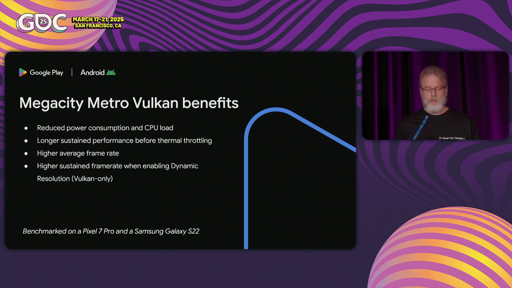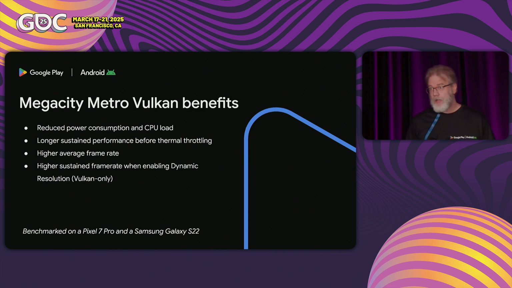Vulkan consumes less CPU time and thus power and is able to run for a longer period of time at a target frame rate before reaching that thermal throttling behavior for heat buildup on the device. For Mega City Metro, Vulkan is also able to achieve a slightly higher average frame rate than GLES, as rendering that world scene geometry can become CPU bound, and Vulkan is more efficient.